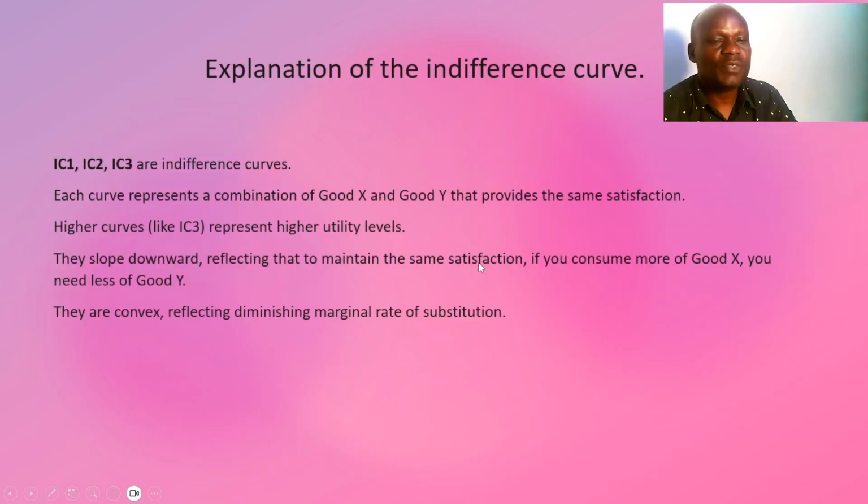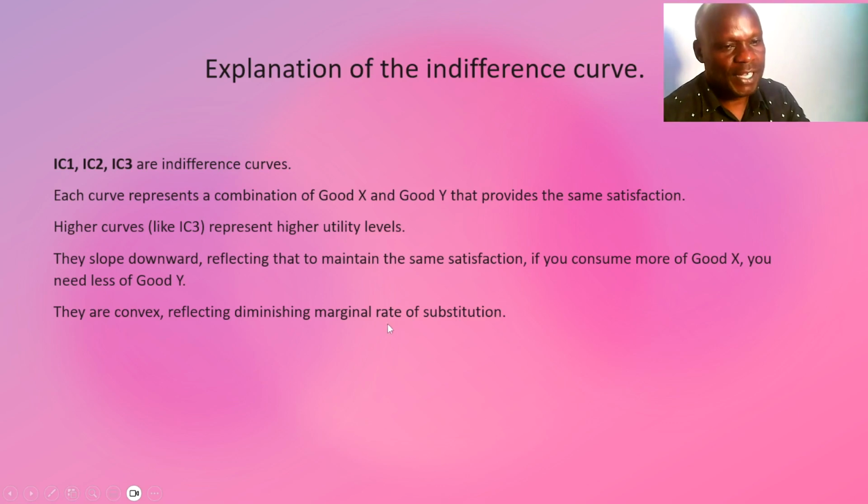Now, here is what we have. So IC1, IC2 are indifference curves. Each curve represents a combination of good X and good Y that provides the same satisfaction. So higher curves like IC3 represent higher utility levels. They slope downward, reflecting that to maintain the same satisfaction, if you consume more of good X, you need less of good Y. They are convex, reflecting diminishing marginal rate of substitution.